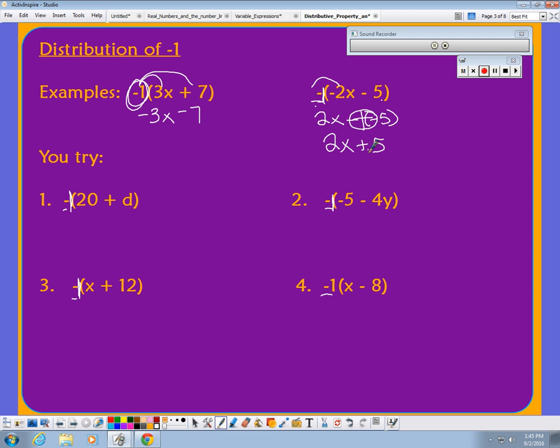Alright, at this point you should have completed 1 through 4, so check your work. Number 1, you should have -20 minus d. Number 2, you should have 5 plus 4y. 3, you should have -x minus 12. And 4, you should have -x plus 8, or 8 minus x.